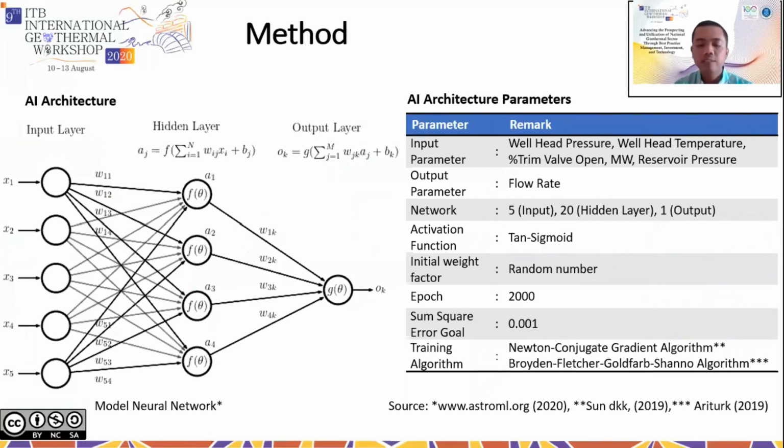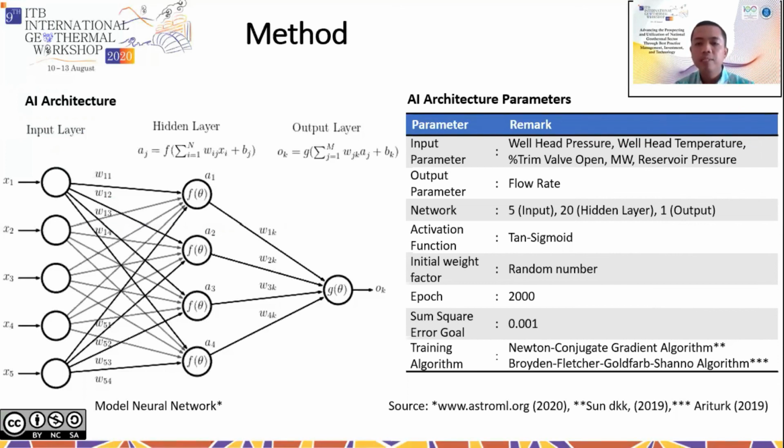This is the architecture of artificial intelligence. We use an artificial neural network for this model that consists of an input layer, hidden layer, and output layer. Each layer consists of neurons connected by pathways called weight factors. Based on the study of the data processing that we discussed before, we set the input parameters as the wellhead pressures, wellhead temperature, trim valve open, megawatt, and reservoir pressures.